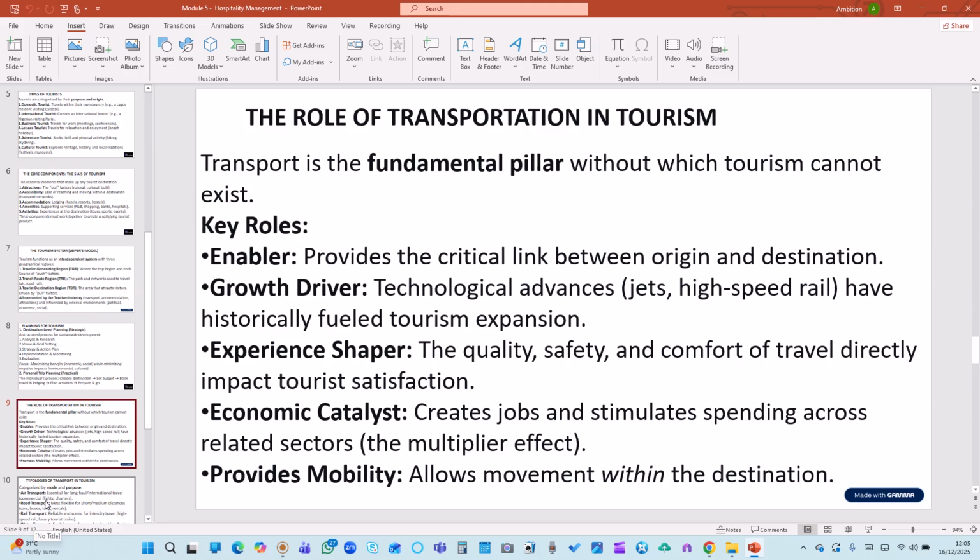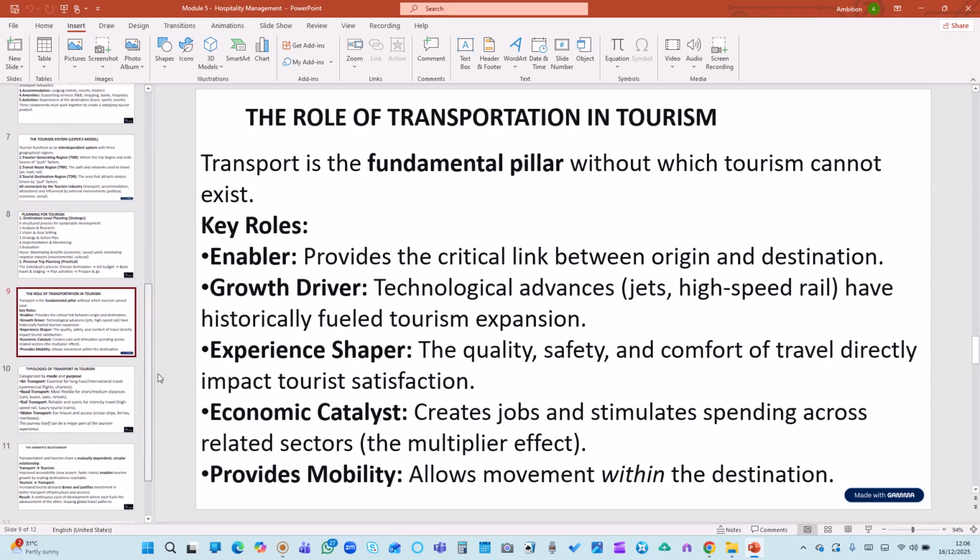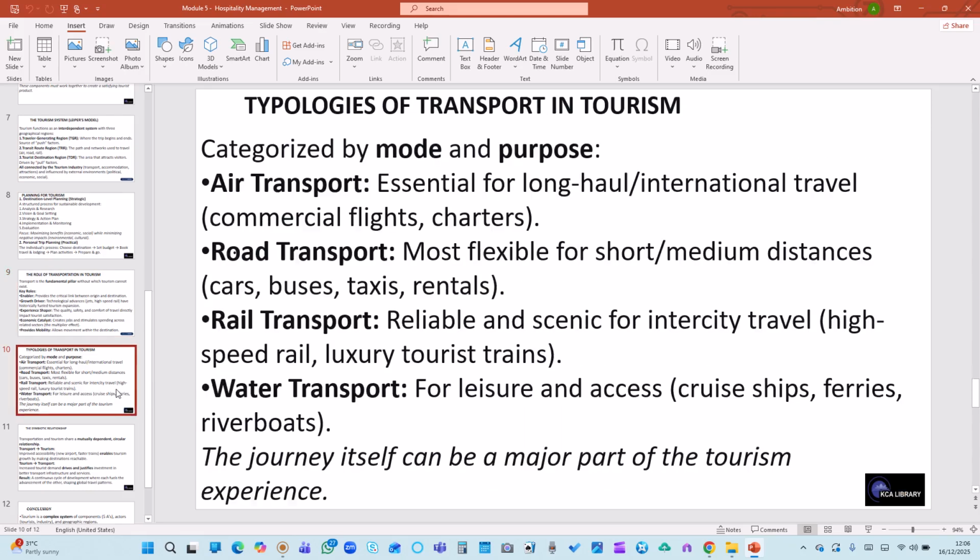Experience shaper. The quality, the safety, and the comfort of travelers directly impact tourist satisfaction. Economic catalyst. It creates jobs and stimulates spending across related sectors. That's the multiplier effect. It provides mobility. This is the key function. It allows movement within the destination. So transportation plays a vital role in tourism, without which tourism cannot take place.